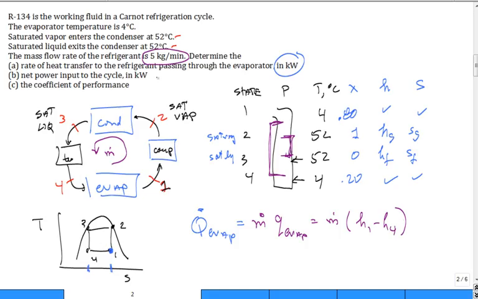How about the net power into the cycle, W dot net? Well, it's going to be the mass flow rate times what you have to feed to the compressor, that's this part, into the compressor, minus what you get out of the turbine.